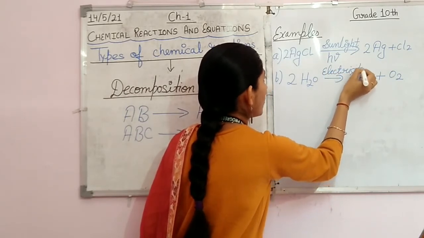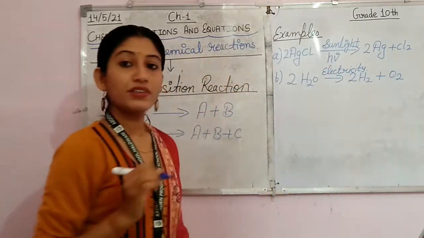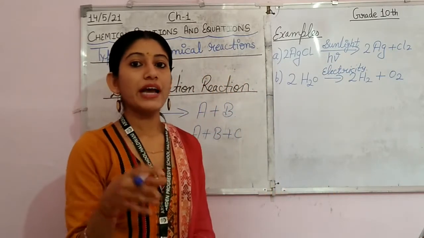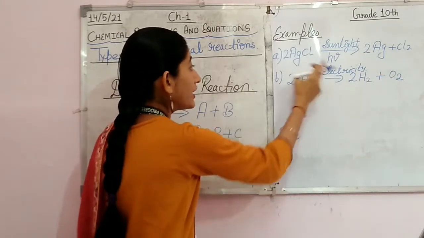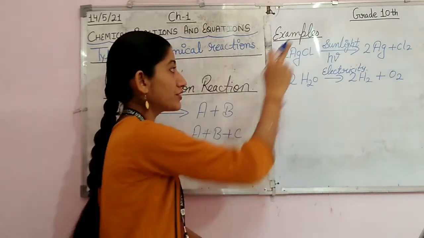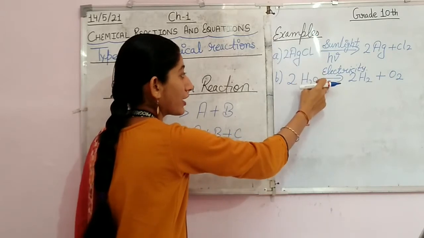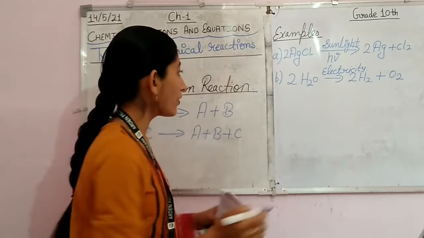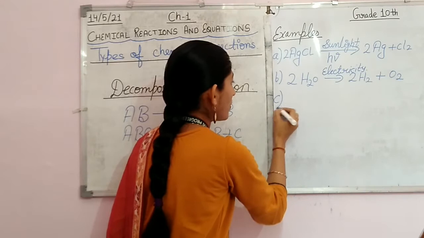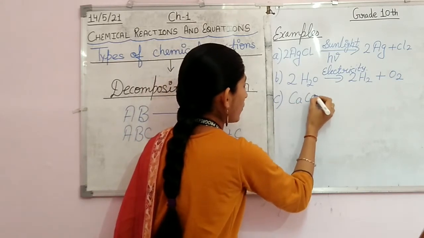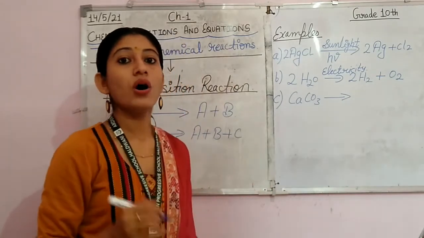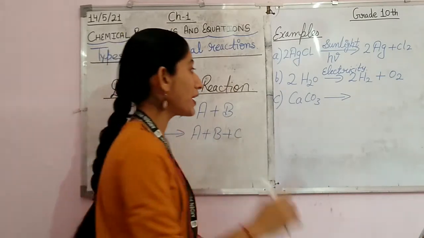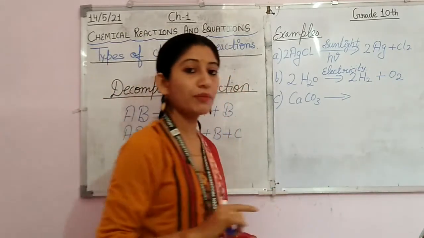Okay. Now, when we see in this way, there are different types of decomposition depending upon the condition that we have applied. Like the first one is photolysis, the second one is electrolysis, then one more I have, which is also common: CaCO3, calcium carbonate we have taken. Now, how will we break down this calcium carbonate?